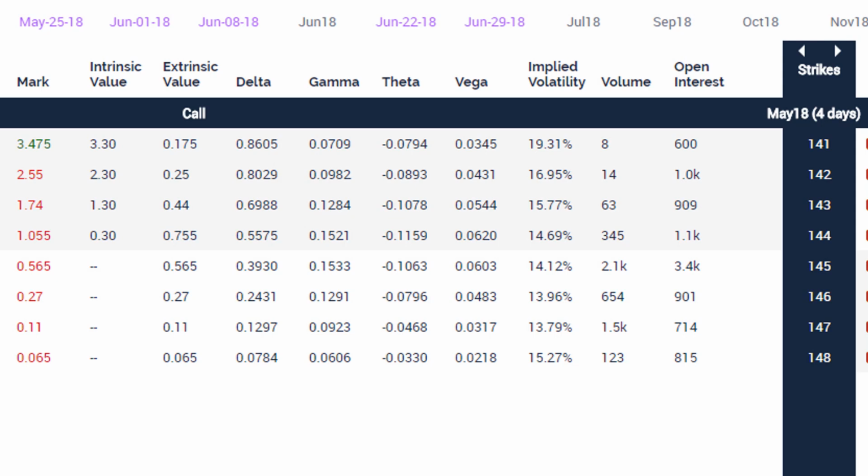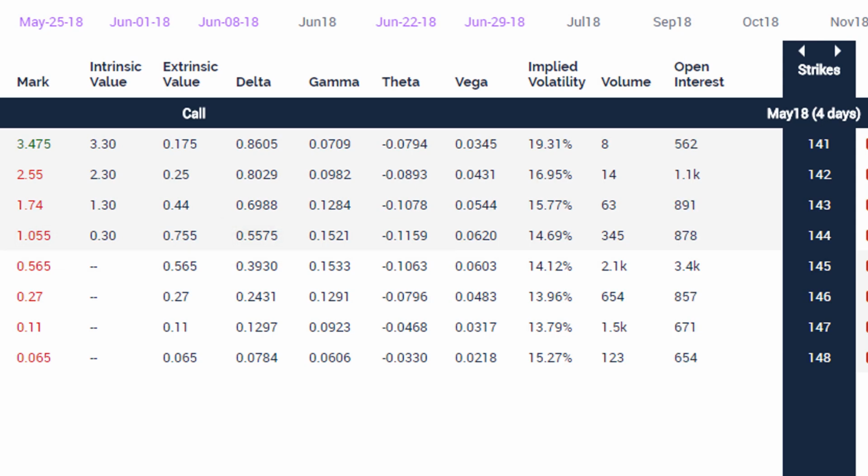So let's pick one as an example. If we bought this 144 call right here for $1.05, and we see that the delta is 55, what does it mean? If the stock makes a $1 move right now, that option is going to pick up 55 cents and be trading for about $1.60. If the stock price falls $1 right now, that option is going to lose about 55 cents and be trading for about 50 cents.